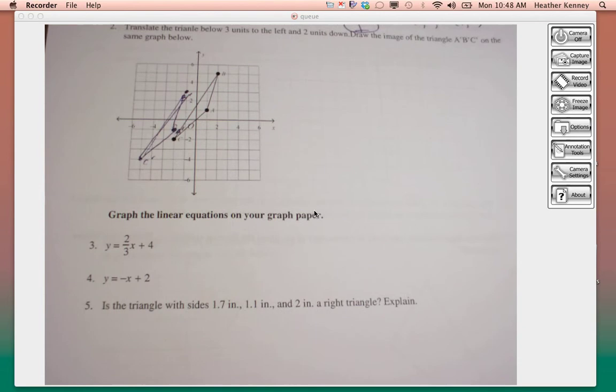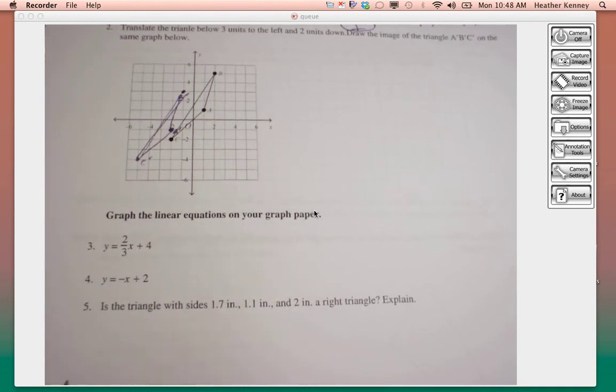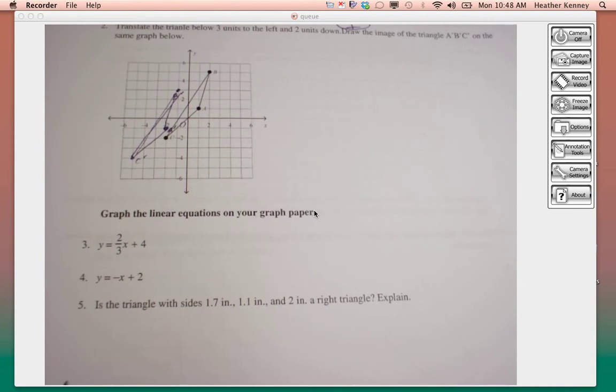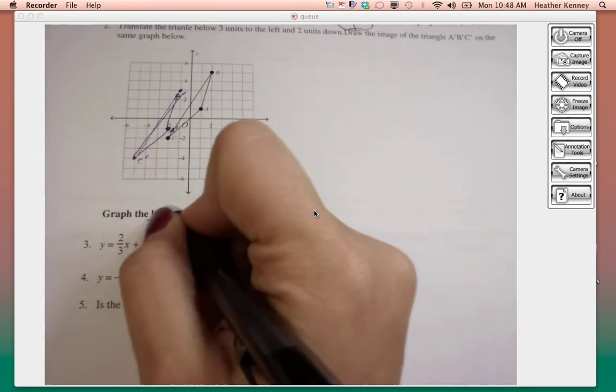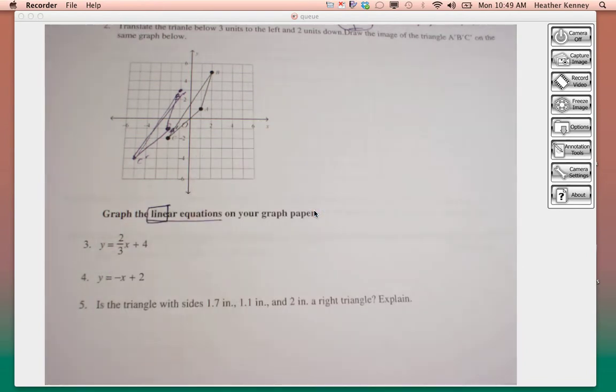All right, graphing linear equations. There's a couple different steps to graphing linear equations using a table of values, which is the way that we do this. If you see the word linear equations, that means line. Right here, see the word line in the word linear? That means we're drawing a line on our graph. It's not a triangle, it's not a point, it's going to be a full line, which means we need to find the points that are going to make up this line.